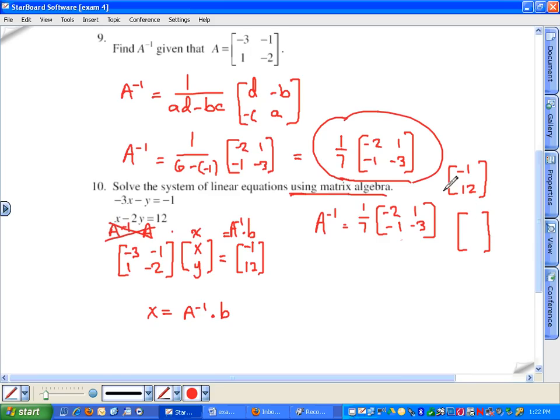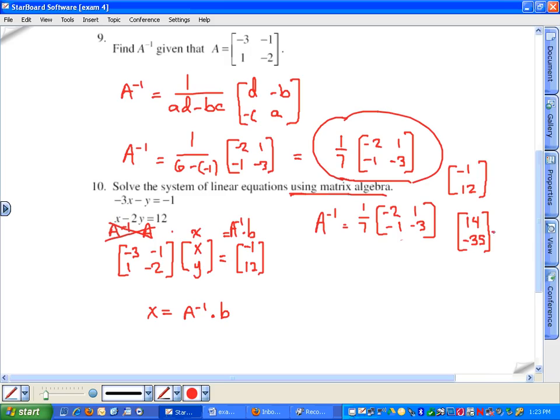Now I'm going to perform the multiplication on the matrices first, and then I'm going to times the 1/7 into this matrix here. So negative 2 times negative 1, sorry, is 2. That's going to be added to 1 times 12, which is 12. 2 plus 12 is 14. And here negative 1 times negative 1 is 1. Negative 3 times 12 is negative 36. 1 plus negative 36 is negative 35.